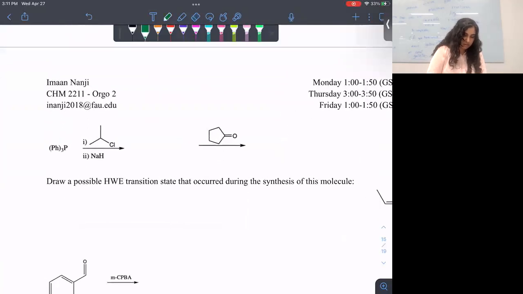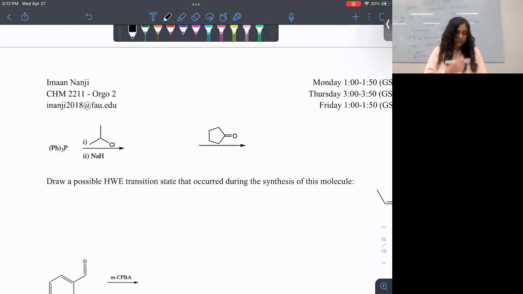Okay, so next, whenever you see this PPh3 or a phosphorus attached to a bunch of oxygens, like this, you know it's either a Wittig or a Horner-Wadsworth-Emmons. The only thing that's different between the two is the stuff that's attached to the phosphorus. But they do the exact same thing. The final result is going to be the same.